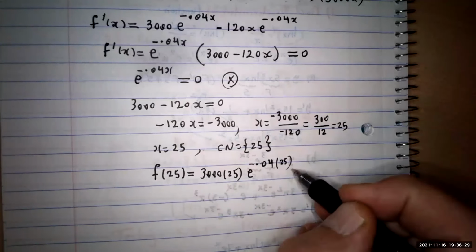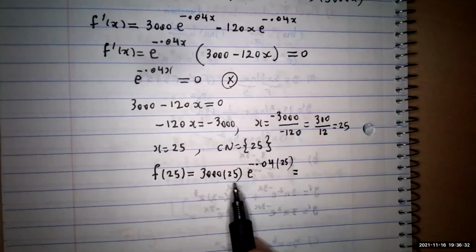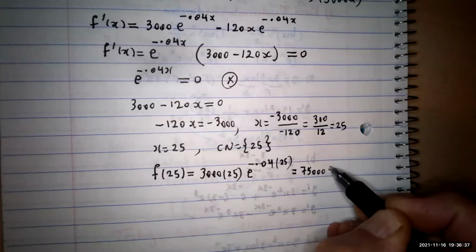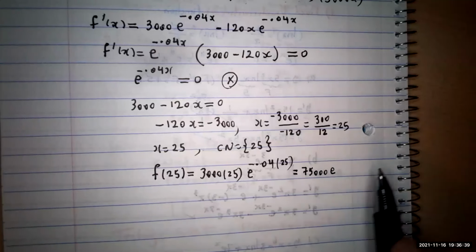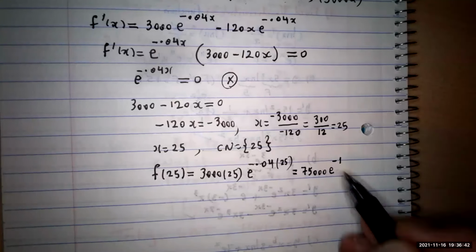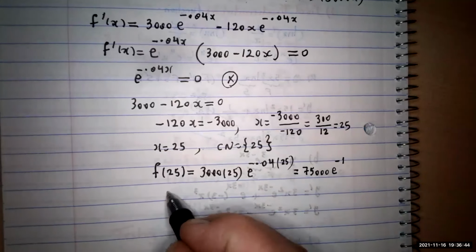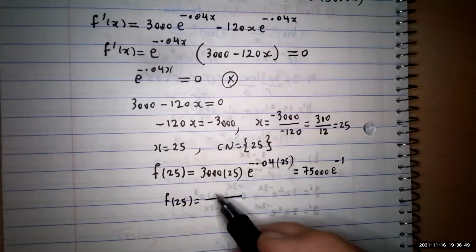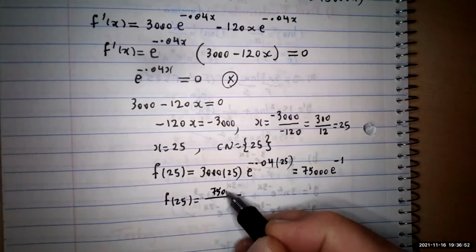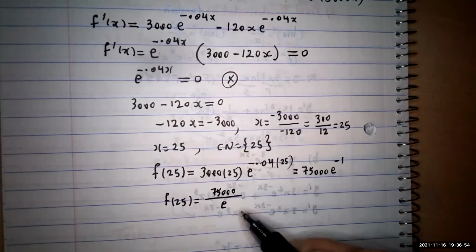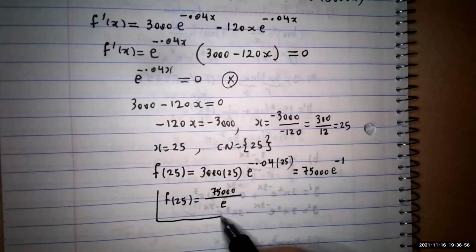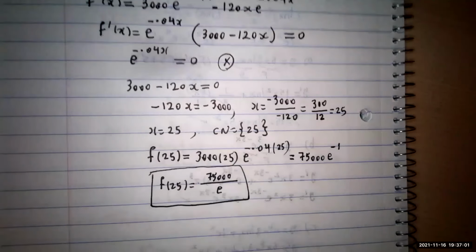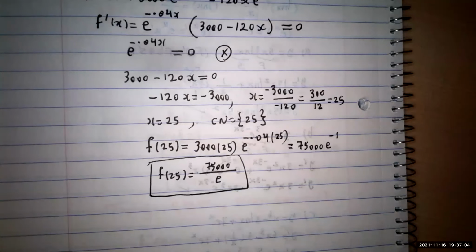So it's going to be equal to 3 times 25, which is 75, so that gives you 75,000 e to the negative 1. We rewrite it with no negative power, you know that. So you rewrite it as 75,000 divided by e. You can use your calculator if you like to find the actual number, and if you write it down in this format, of course, we accept it. So this is the candidate.